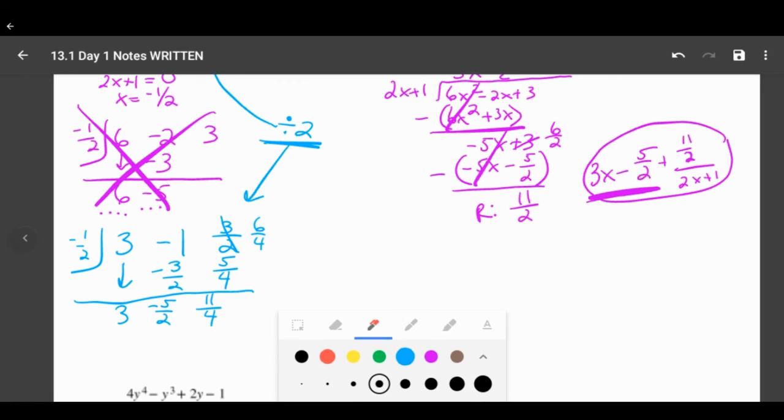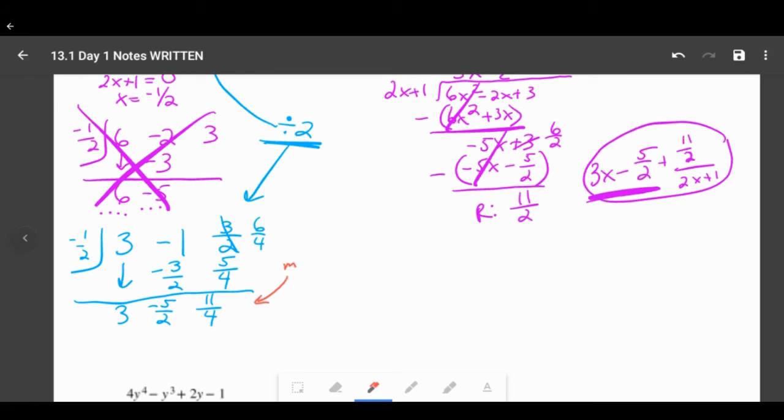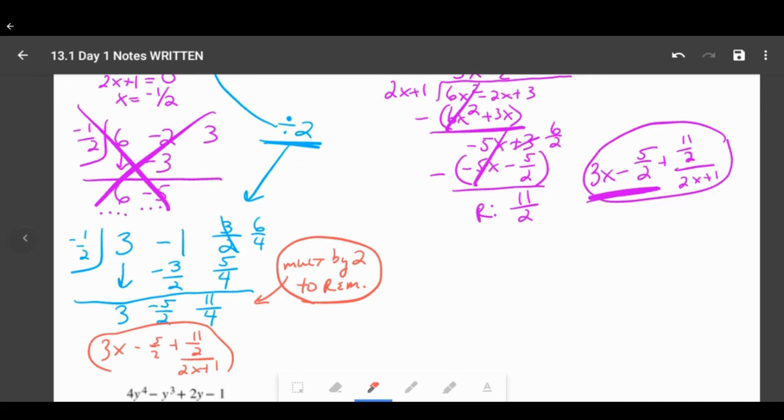The second thing we have to do when we want to write our answer is multiply the remainder by 2 to get our answer. So this is still 3x minus 5 halves. If you think about 11/4 times 2, well, that's 11 halves. And since that's a remainder, I'm going to say I divided by 2x plus 1. And there's my answer. You can see it's the same thing.